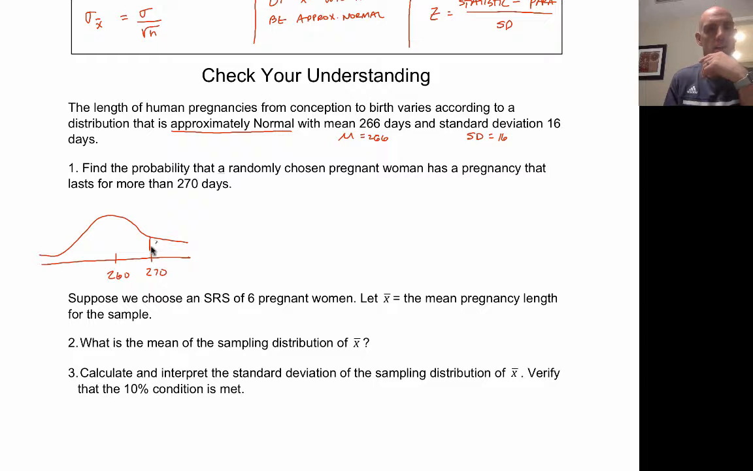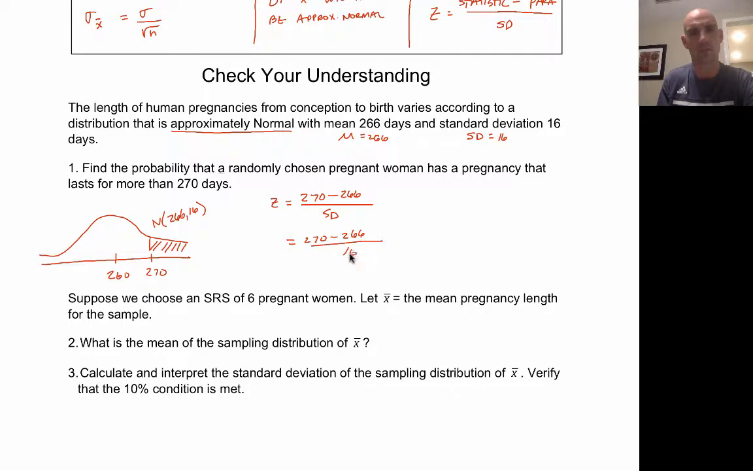So check this out. As you remember from chapter 6, that's represented by this area under this portion of the curve. When we look at this value, we have 266, which is our mean, and 16, which is our standard deviation. We can do it one of two ways, right? We could take our z-score: 270 minus 266, divided by our standard deviation, which is 16. 270 minus 266 over 16 is equal to 0.25.